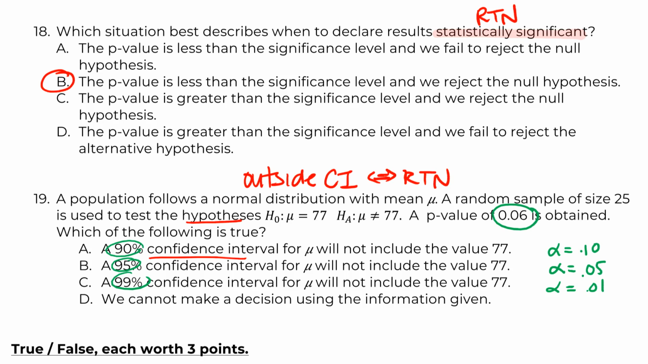So if we look at this, 0.06 is less than 10, but greater than the other two. So this is the only one where we would reject the null, and that value would not be included in the interval. So our answer choice is A.